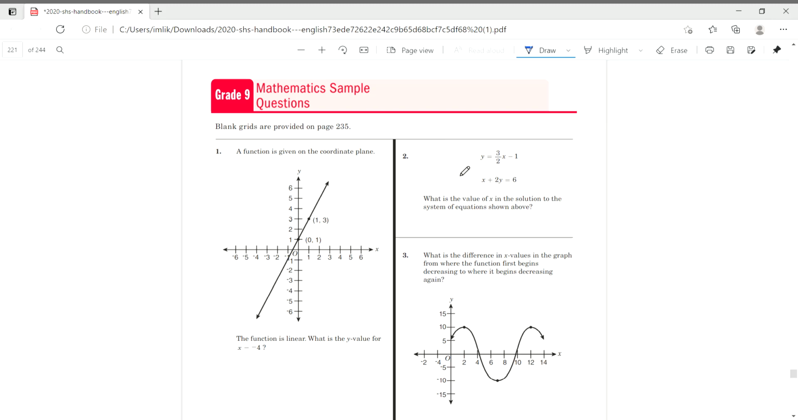Today I'm going to be reviewing some 9th grade sample questions from the 2020 SHSAT Student Handbook. Link will be in the description. We're going to start off with page 221, starting with number 1.